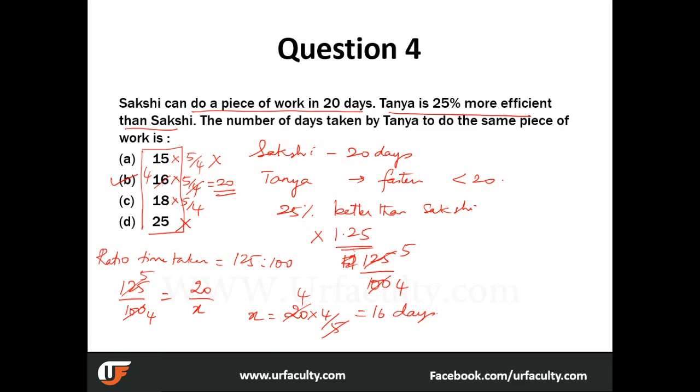So please note what we have done here is, if Tanya takes 100 days, Sakshi is going to take 125 days, right? And we just equated that 125 days by 100 days is equal to, we already know that Sakshi can do it in 20 days and we are equating it with X, which is Tanya's number of days, and we cancel this out. X is equal to 16 days. So you can approach both the models. Start trying out with the option model also, because that will save a lot of time for you.